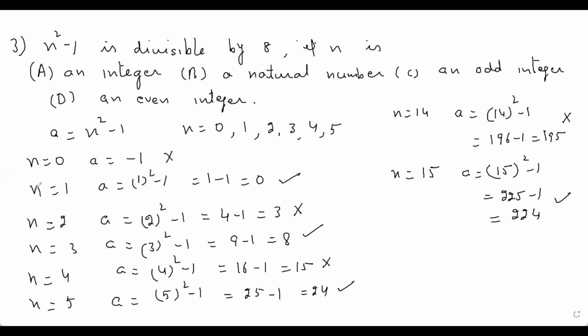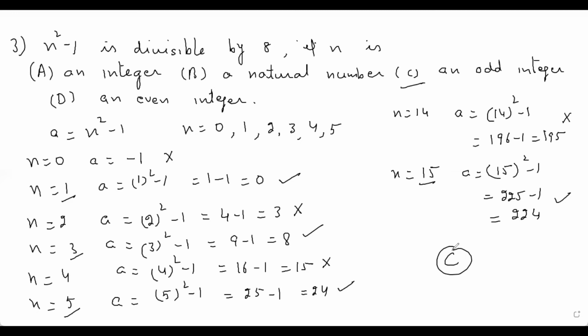It means when n is 1, it is divisible by 8. When n is 3, it is divisible by 8. When n is 5, it is divisible by 8. When n is 15, it is divisible by 8. It means odd numbers. You just see odd numbers, odd integers. When n is an odd integer, then it is divisible by 8. So according to this statement, C is the answer.